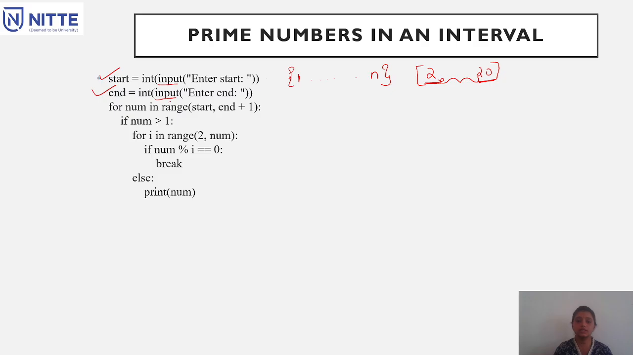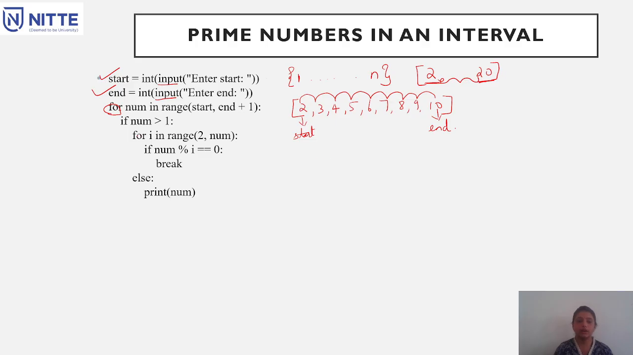Now, once the input is decided and we have the starting and ending number, I'm going to use a for loop. So what is this for loop doing? The for loop is going to check 2, 3, 4, 5, 6, 7, 8, 9, 10. For example, if this is my start number and this is my end number, the for loop will check each number to see if it is a prime number or not.